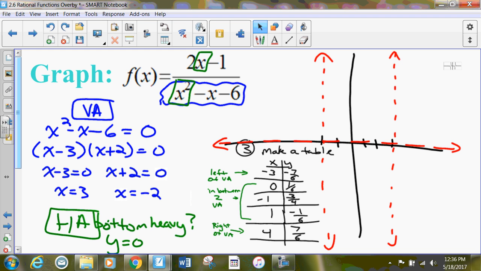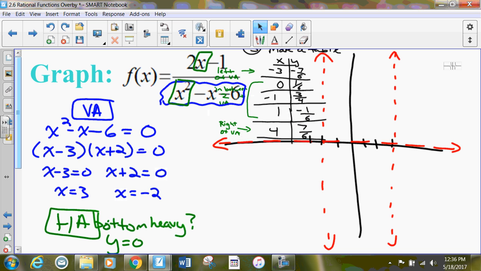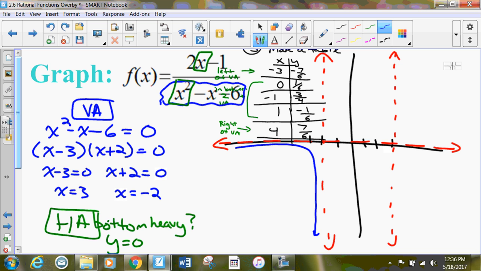And my table, when I plugged in -3, because I need to test to the left of this vertical asymptote, I got -7.6, which told me that my graph was going to be below the horizontal asymptote. So I'm going to move my table up here. And I know that so far my sketch is something like that.